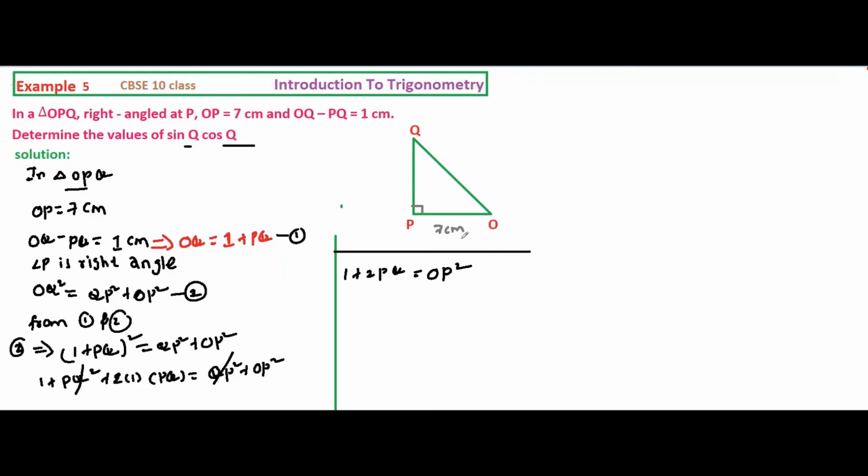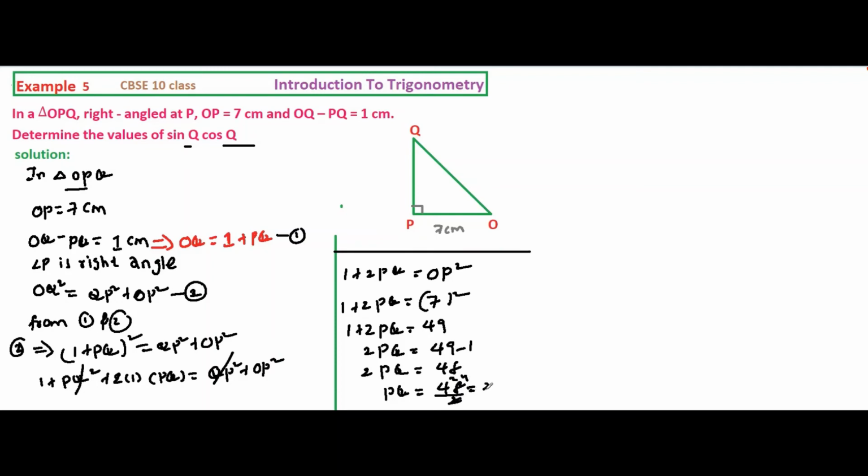OP square means what is the value given in the question? 7 centimeter. So 1 plus 2PQ equals 7 square, so 1 plus 2PQ equals 49. 2PQ equals 49 minus 1, transposing the 1 to this side. 2PQ equals 48 and PQ equals 48 by 2, which is 24 centimeter. So we got PQ equals 24 centimeter.